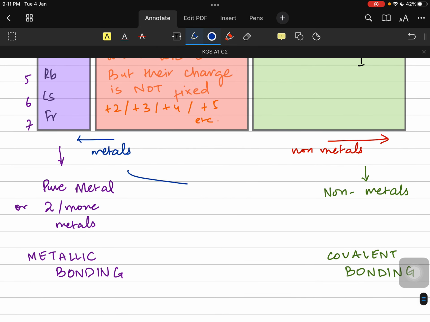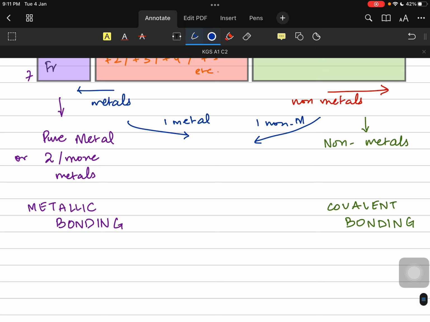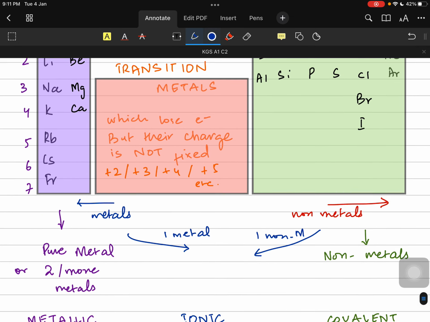And what happens when metals combine with non-metals? What happens when one metal combines with one non-metal? So in that case we have a combination of metal and non-metal, and the bonding is known as ionic bonding. Let's have an overview of these three kinds of bondings which are present.